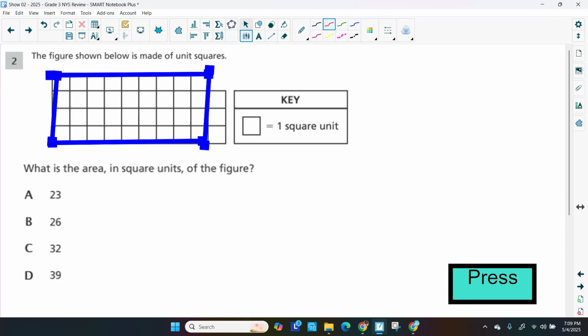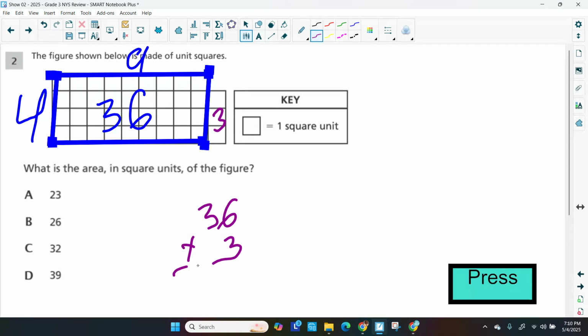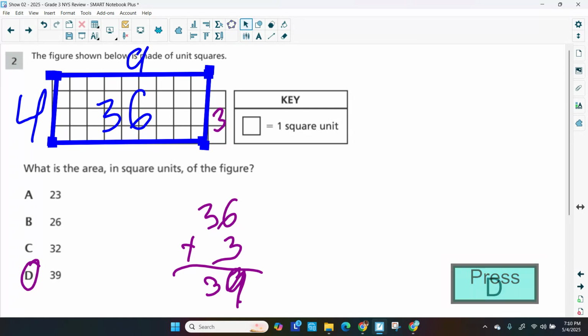Well, the width is 4. Okay, and the 4 boxes: 1, 2, 3, 4. And the length is 9. So 4 times 9 is 36. But we also have that box, which is 3. So 36 plus 3 equals 39. So the answer would be D. I agree. The answer was D.